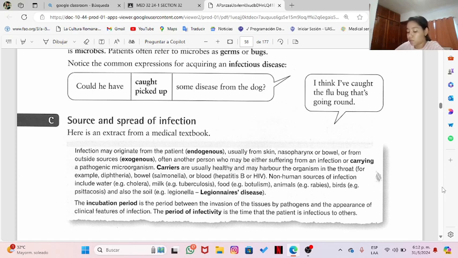Notice the common expression for acquiring an infectious disease. Could he have caught some disease from the dog? Could he have picked up some disease from the dog? I think I have caught the flu bug that's going around.